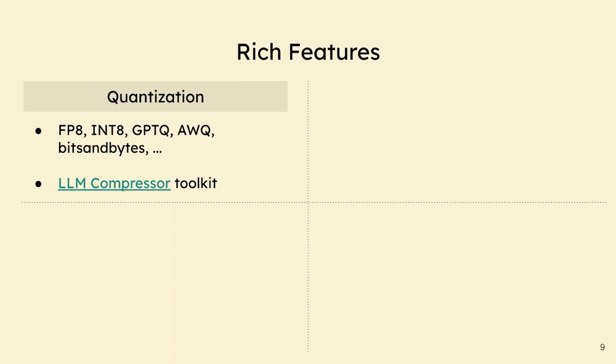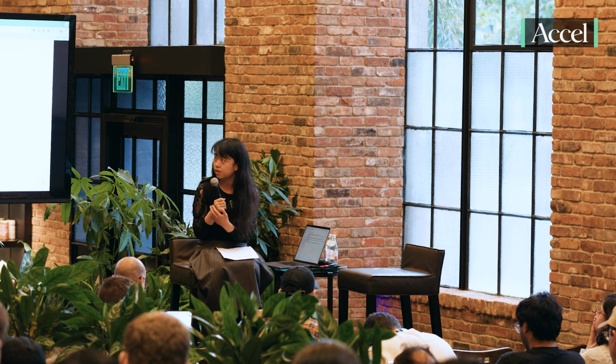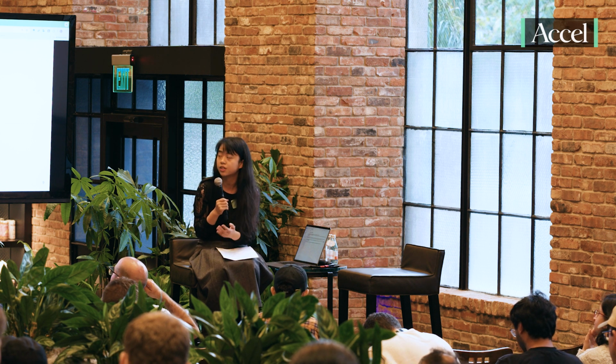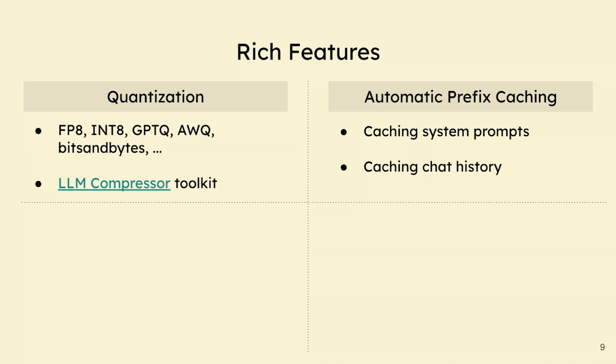On top of that, vLLM also supports many features. First, we support various quantization methods, including FP8, GPTQ, and AWQ. We also have the LLM compressor so that users can compress their models using different compression methods. vLLM also supports prefix caching. This can be an important feature if lots of prompts share the same system prompt. In that case, we can reuse the KV cache of the input of those system prompts.